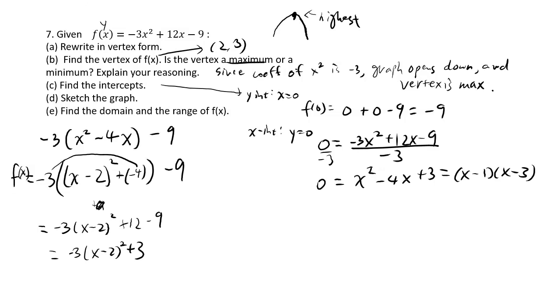So this factors like that, and that means either x minus 1 is 0, which means x is 1, or x minus 3 is 0, which is x equals 3. So those are the two intercepts.